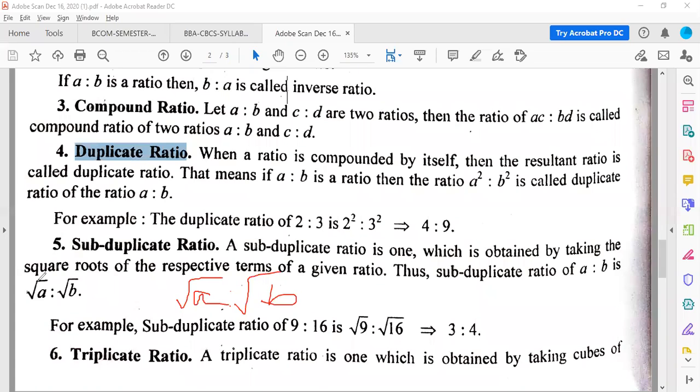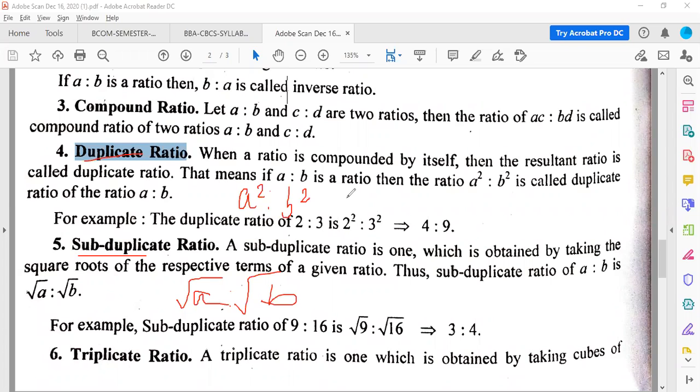Okay, so you have to take the square root of each of the terms of the ratio, that is known as subduplicate. Duplicate ratio is just squaring the terms of the ratio. No matter which term they have given to you, just square them, find the square.